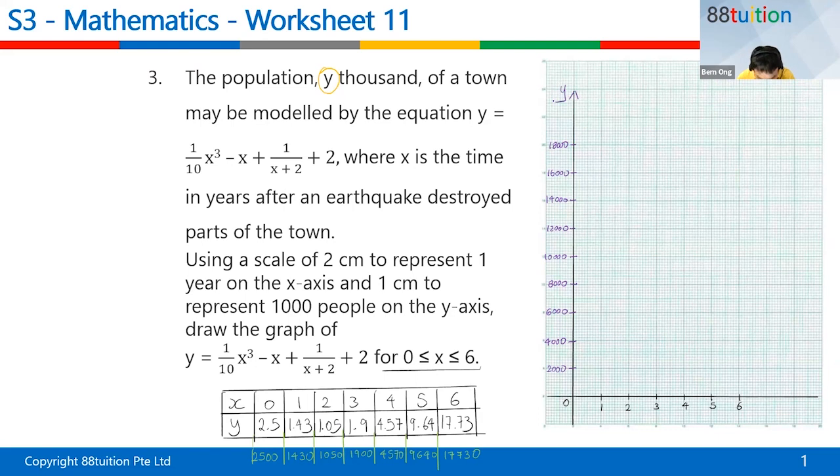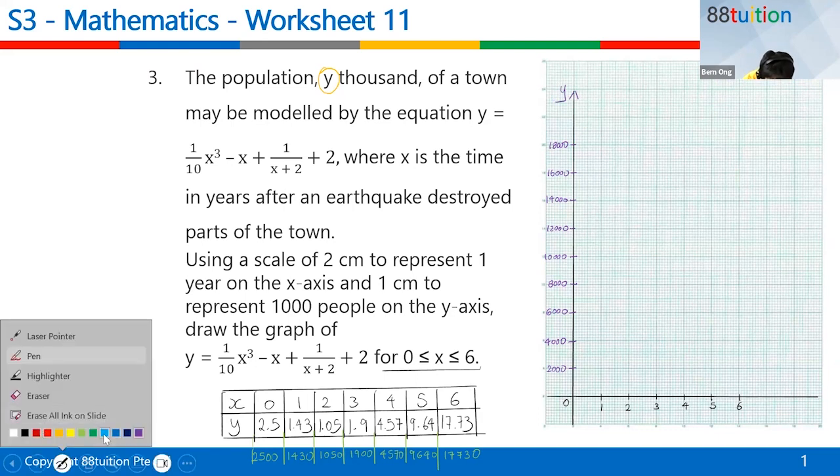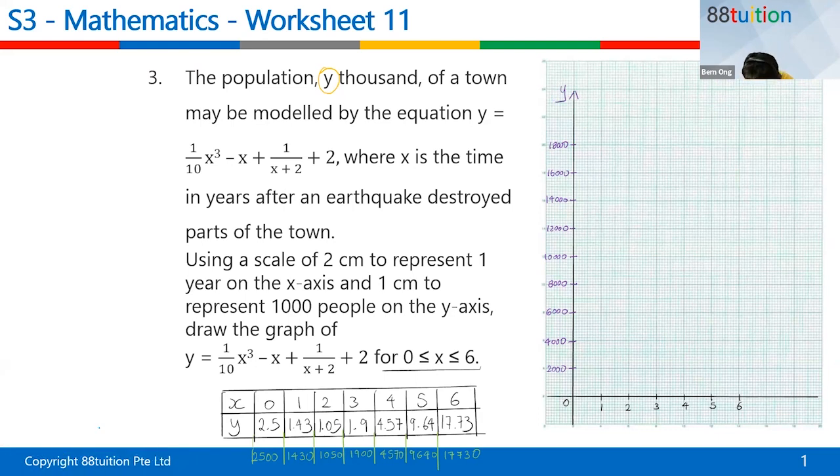Okay, let's try to plot as best as possible. This is going to be tough. So 0 is at 2,005, right in the center between 2,000 and 3,000. Just do your best, no choice, this is our question. Then 1 is 1,430, which is close to 1,000, as best as you can.